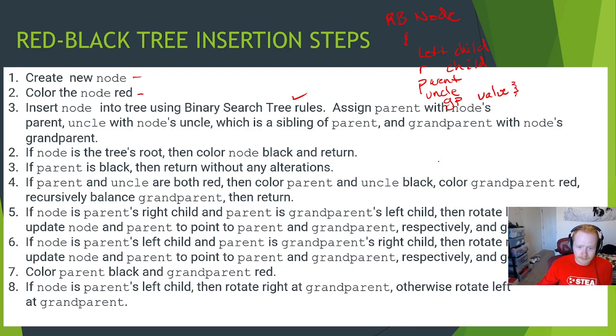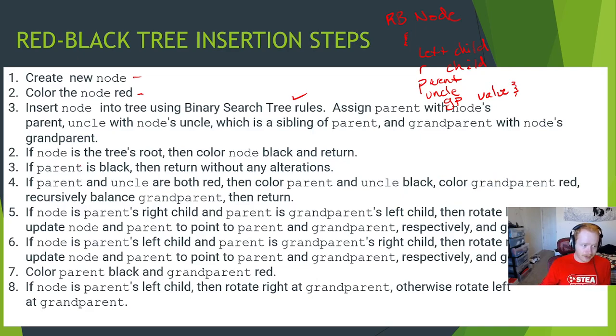And for uncle, what it would be, that's supposed to go that way, is, if we wanted to insert something right here, the parent would be this one, the grandparent would be the root node, and the uncle would be diagonal in a way.